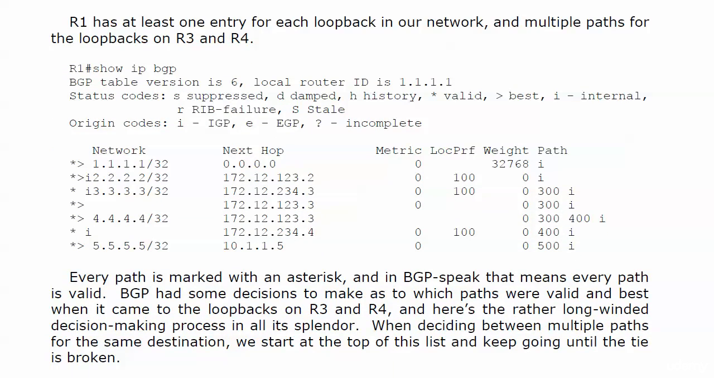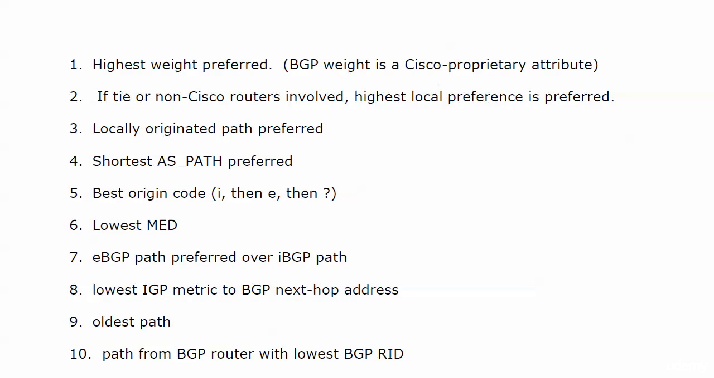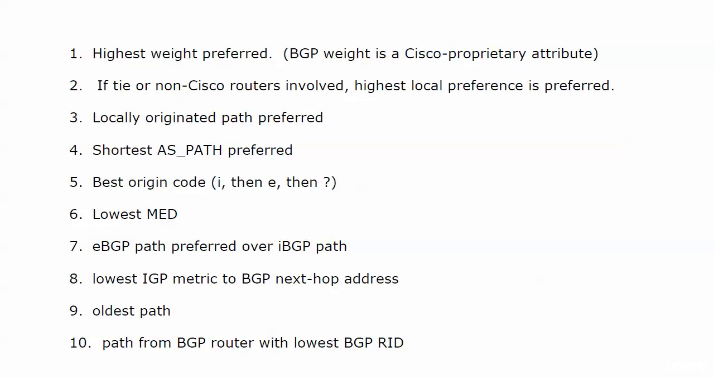Well, when deciding between multiple paths for the same destination, we have a pretty long-winded decision-making process. This is not 1 or 2 steps. And I would just have this memorized down cold for your exams. It's a very good idea. And here is that list. First off, the highest weight is always preferred. BGP weight, by the way, is a Cisco proprietary attribute. So the highest weight is going to be preferred. Then, if that's a tie, or there are non-Cisco routers involved, the highest local preference, that LOCPERF, is preferred.